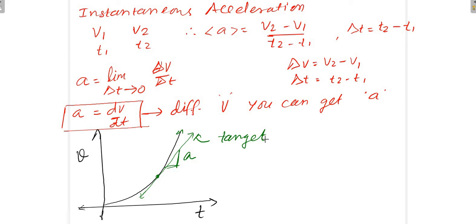So with this I'll stop over here. This was the session in which we had derived the kinematic equations, and in the next session onwards I will solve different category of problems based on the motion in a straight line, right?